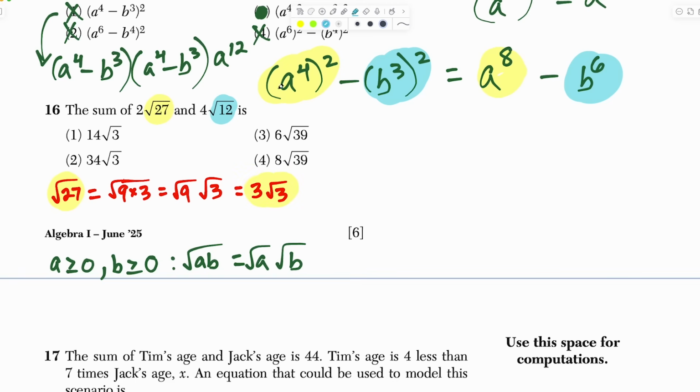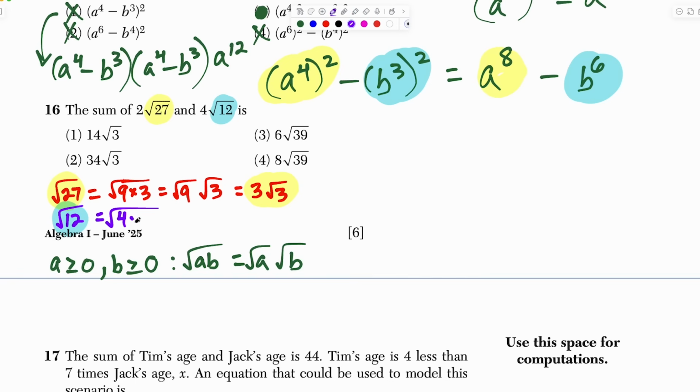Now I'm going to do this for square root of 12. So square root of 12, I'll write this over here. I could say square root of 6 times 2, but 6 and 2 are no good because 6 is not a perfect square and 2 is not a perfect square. The big idea when you're simplifying square roots is you want to find perfect square factors.